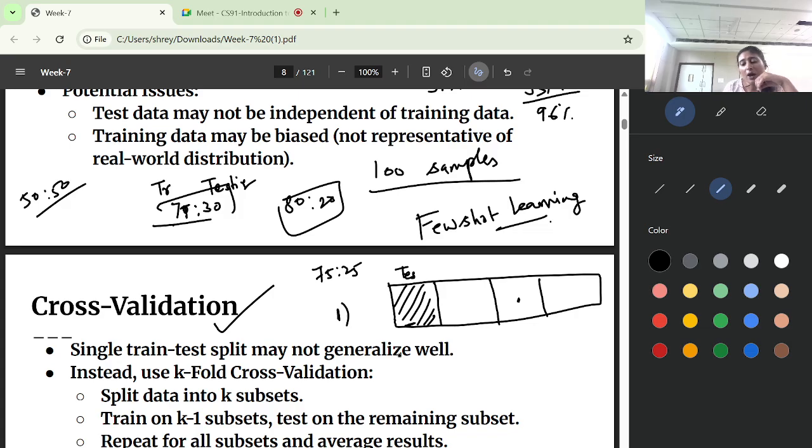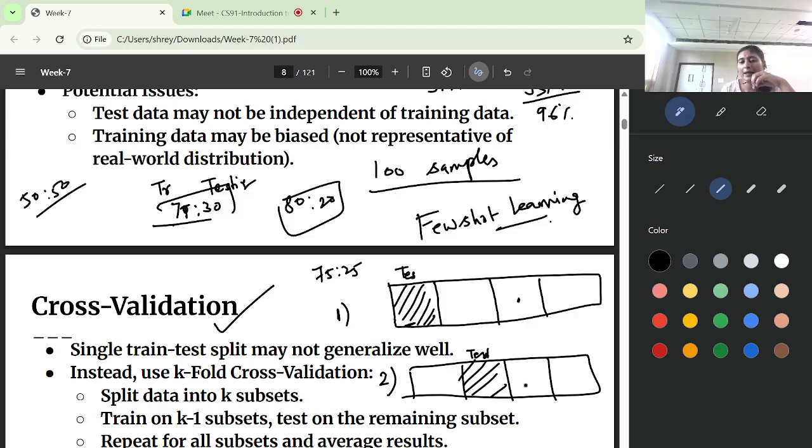I have kept the first portion as testing and the remaining as training. So this is my first split. Now I will change my testing split. From the same partitions, I keep the second portion for testing and the others as training. So this is my second split.